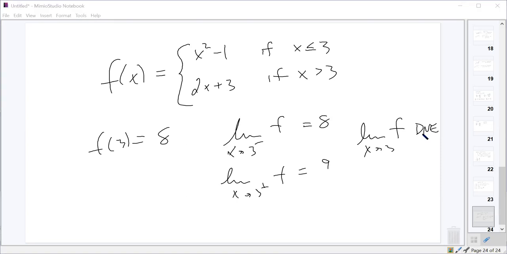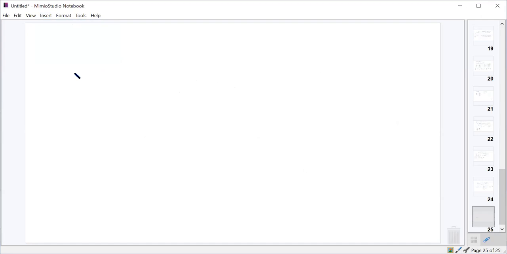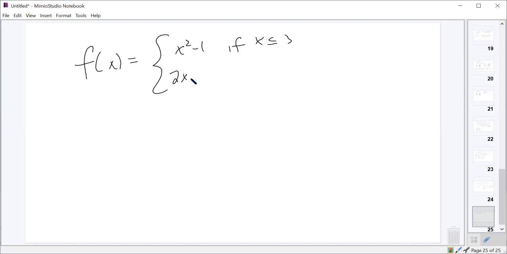Okay. Sometimes, let's adjust this problem ever so slightly. Let's say that f of x is equal to x squared minus 1 if x is less than or equal to 3, and then 2x plus 2 if x is greater than 3. And let's determine, is f differentiable at x equals 3?